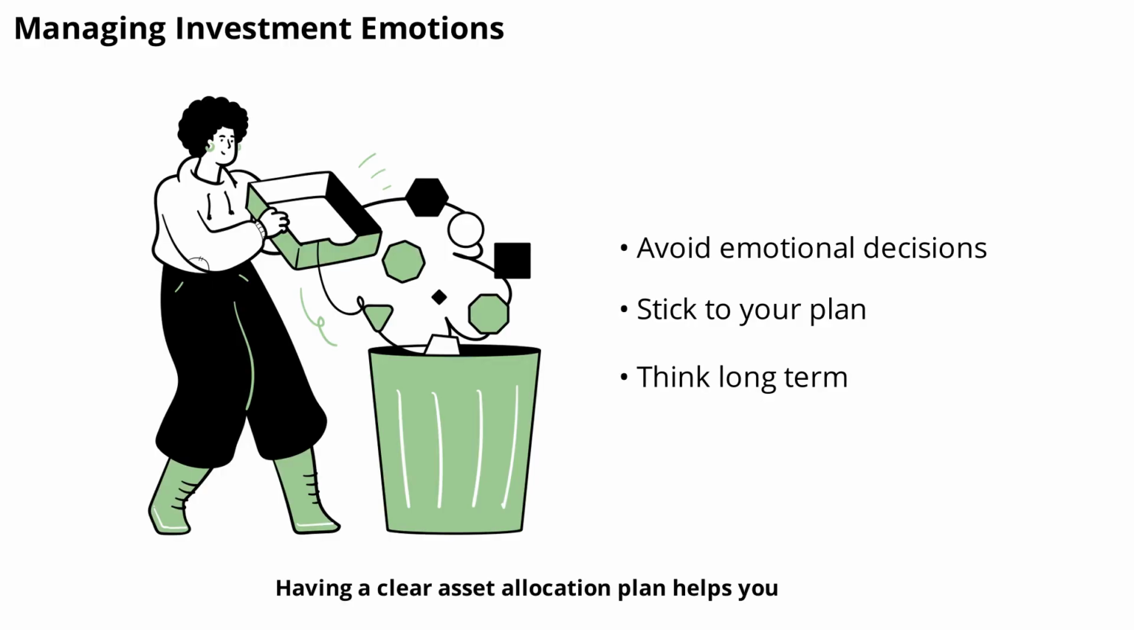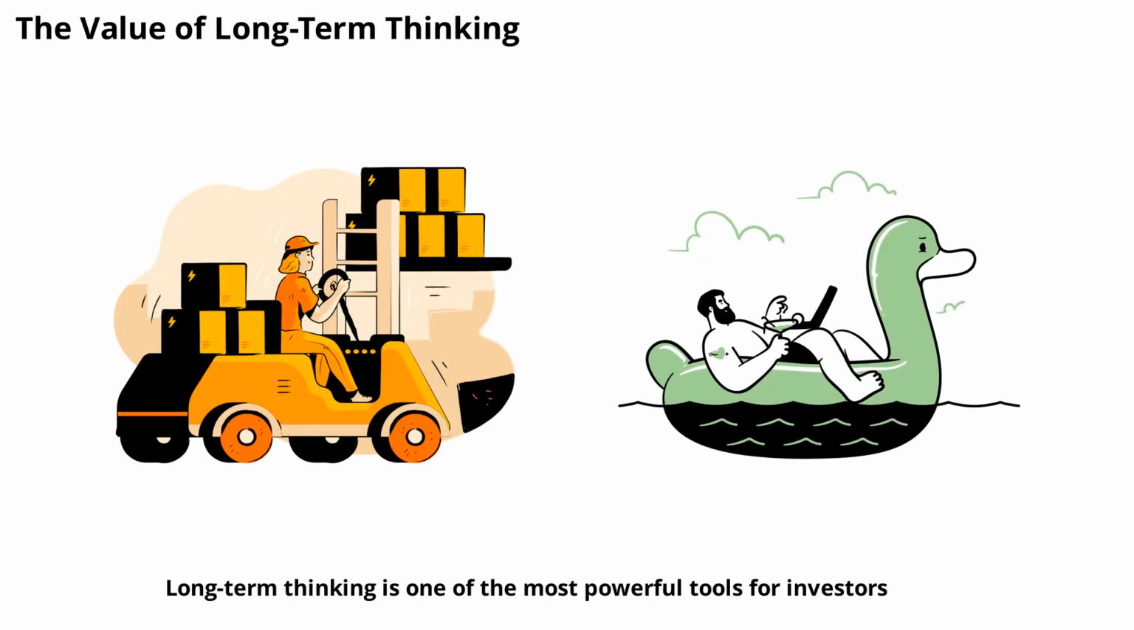Having a clear asset allocation plan helps you stay focused and avoid reacting to short-term market movements. Next, let's discuss the benefits of long-term thinking. Long-term thinking is one of the most powerful tools for investors. Markets will always have ups and downs, but over time they tend to grow.